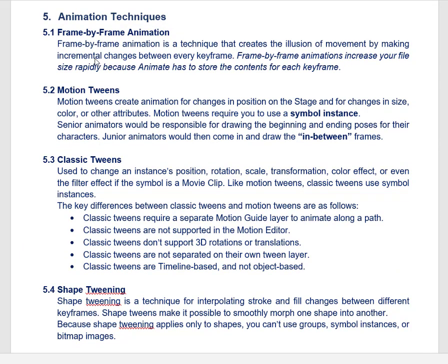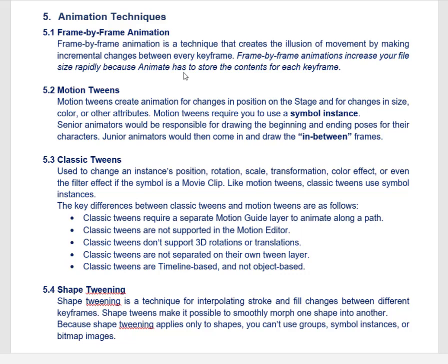Now regarding the frame by frame animation, this technique is created to define the location of the object in every frame. This is the simple definition for the frame by frame animation: define the location of the object on the stage in every frame. Because of that, we call it frame by frame animation. Why this? Of course, to create the illusion of movement by making an incremental change between every keyframe.